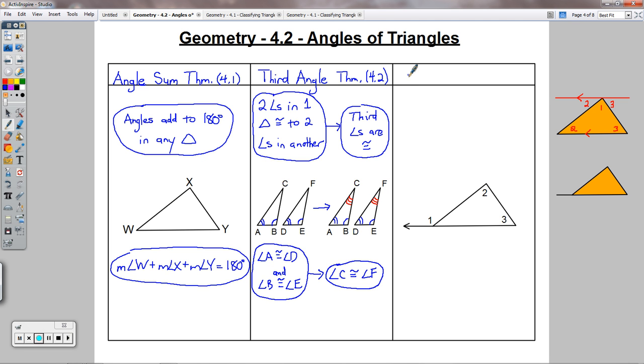And then finally, the third big theorem for this lesson, the exterior angle theorem. Some books will say exterior angles theorem. Exterior angle theorem 4.3 is this one.